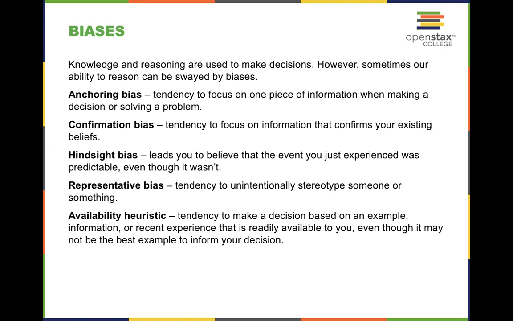When it comes to the representative bias, this is our tendency to unintentionally stereotype someone or something. The availability heuristic is the tendency to make a decision based on an example, information, or recent experience that is readily available to you, even though it may not be the best example to inform your decision.